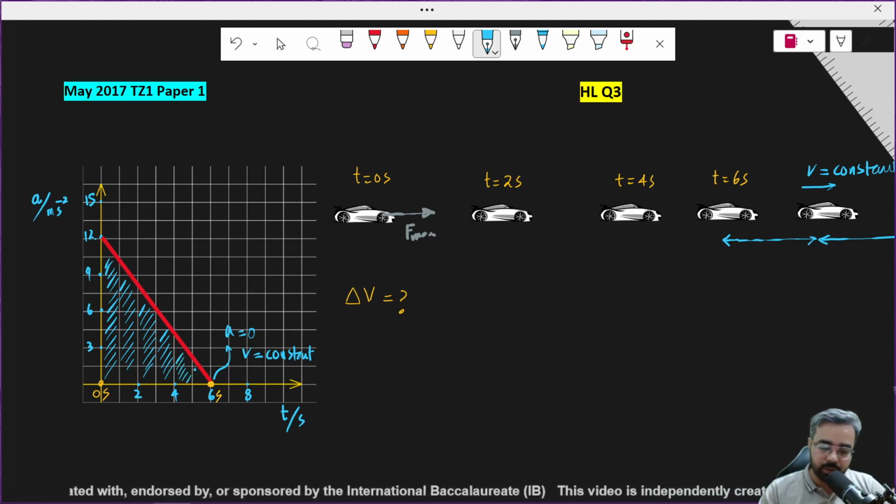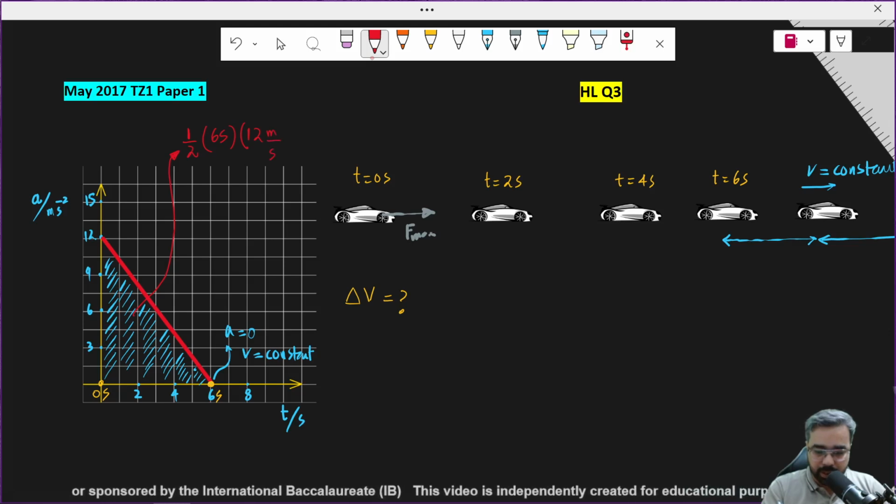If they are mentioning 6 seconds, then we will calculate the area under this whole graph, right? So it is a triangle, so that is 1/2 times the base of this triangle, which is 6 seconds, and the height of the triangle is 12 meters per second squared. So that is obviously 36 meters per second.